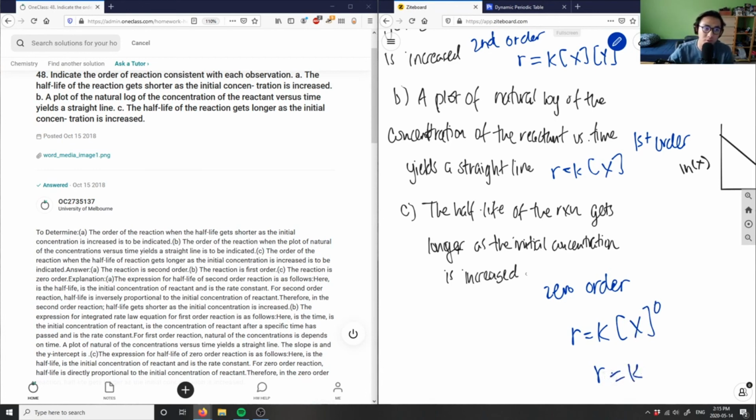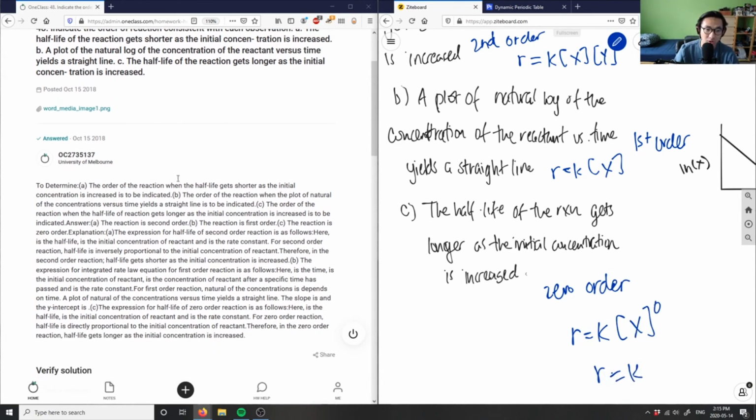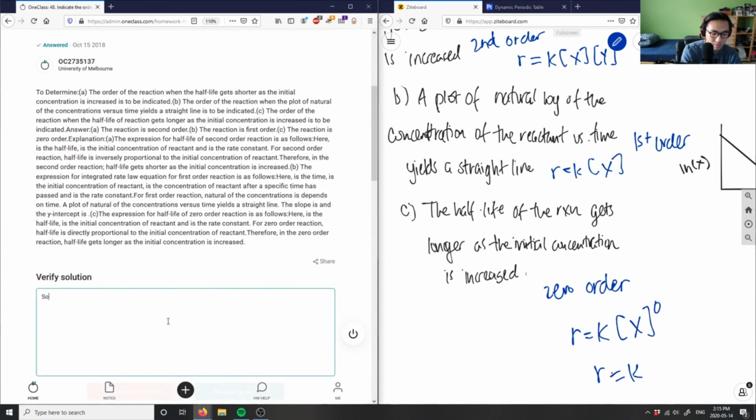So this here is my solution for this problem, and this analysis here is correct as well. So the solution is correct.